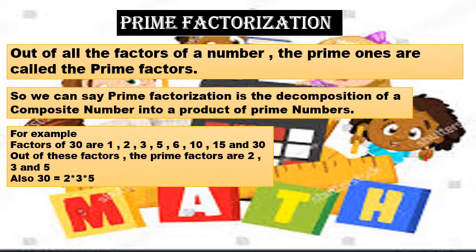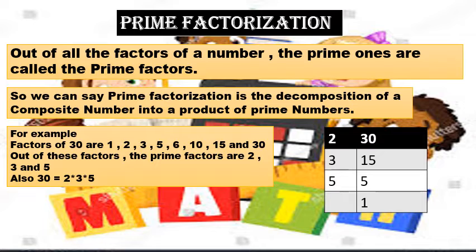So 30 is equal to 2 multiplied by 3 multiplied by 5. 2 3s are 6 and 6 into 5 is 30. So when we multiply the prime factors, the product will be the number itself.